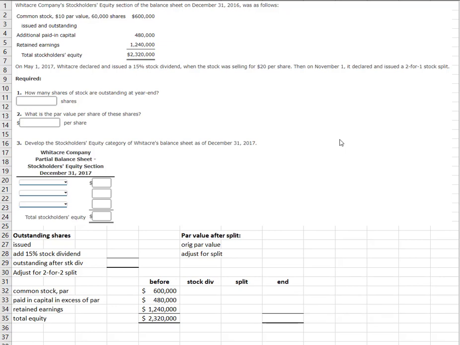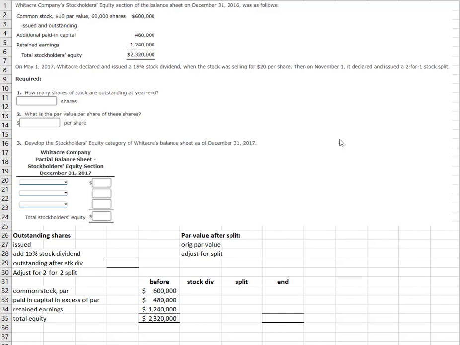So we're going to work on Whitacre Company's stockholder equity section. They had two events during the year. They declared a stock dividend in May, and they did a 2-for-1 stock split in November. What we're asked to do here is to figure the new outstanding shares and the par value, and also the equity section at the end of the year after that happened.